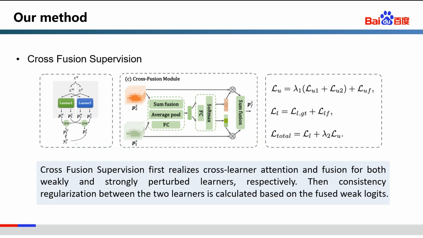In general, cross-fusion supervision first realizes cross-learner attention and fusion for both weakly and strongly perturbed learners, respectively. Then, consistency regularization between the two learners is calculated based on the fused weak logits. Specifically, in cross-learner attention, after an element-wise sum operation, average pooling is used to encode the spatial representation of different semantic channels to generate vector A. Then, vector A is fed into different FC layers to generate two attention vectors. In the weighted fusion part, the generated attention vectors are used to perform optionally weighted fusion for the two input features to generate the final feature map. Finally, we introduce cross-supervision, which calculates consistency loss between the fused logits of the weak and strong flow, respectively.